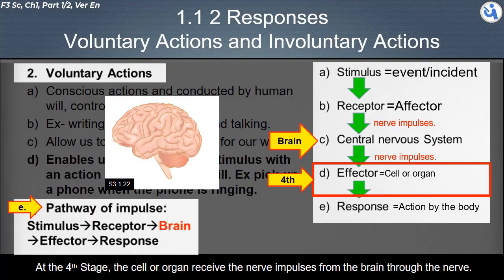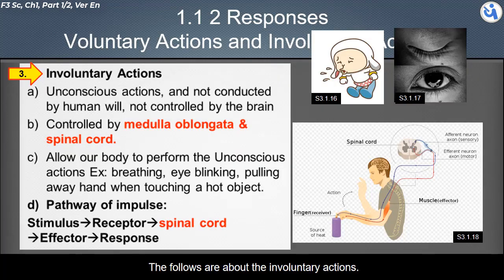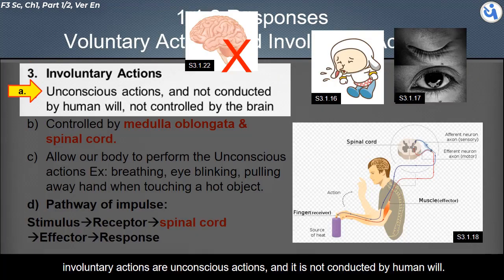At the fourth stage, the cell or organ receives the nerve impulses from the brain, through the nerve. At the fifth stage, the response occurs, at which the action is conducted by the body. The following is about the involuntary actions.